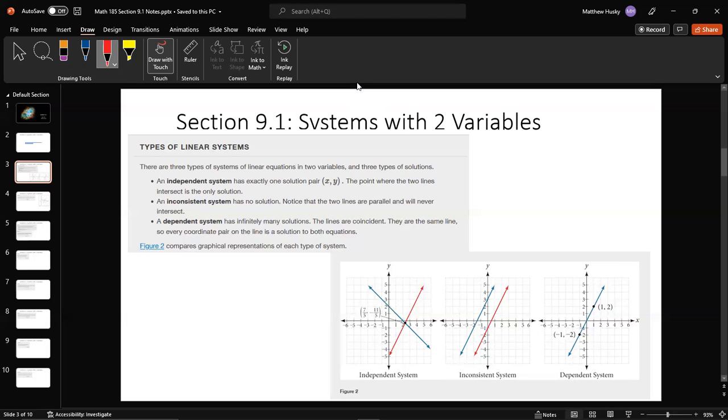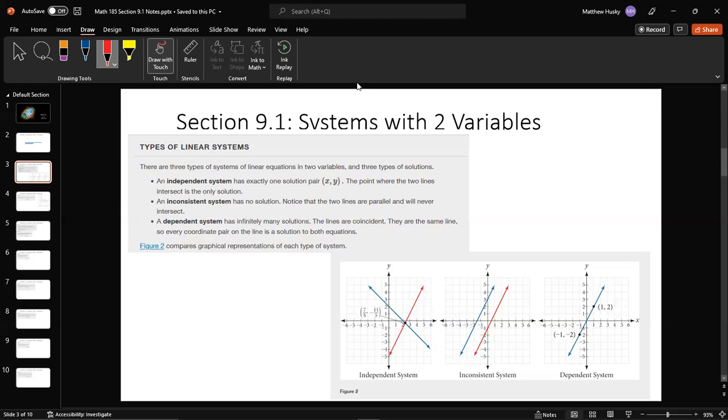The next possibility is you could have what's called an inconsistent system. An inconsistent system is going to happen when you have a pair of parallel lines. So, fun fact about a system of equations is that the point of intersection is the solution. If there is no point of intersection, there is no solution. That's called an inconsistent system, which happens when the lines are parallel and they will never meet.